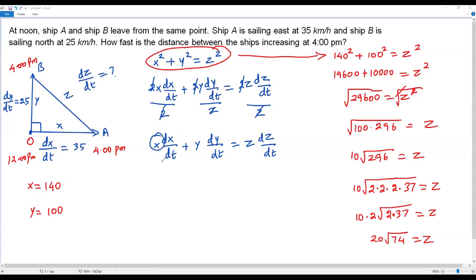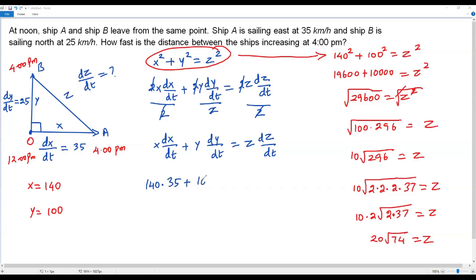For X at 4 p.m. they have asked us to find how fast the distance between the ships is increasing at 4 p.m. At 4 p.m. we got the value of X, that is the distance covered by ship A, is 140. We can plug in 140 for this X, and dx/dt represents how the distance covered by ship A is changing, that is the rate of change of X. Already we know that it's 35 from the question, so we can plug in 35 for this one.